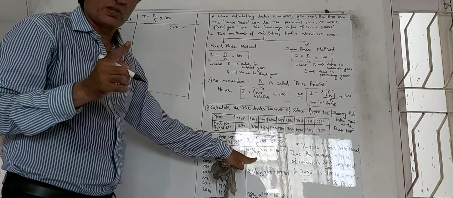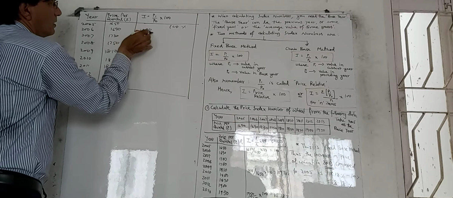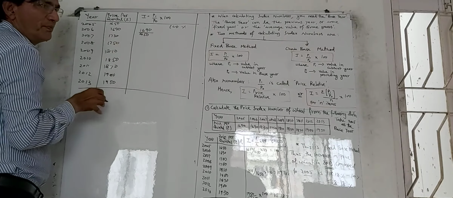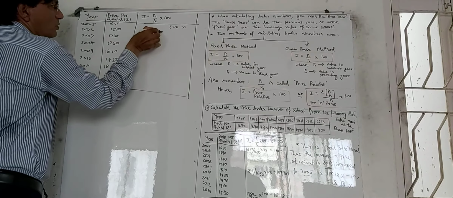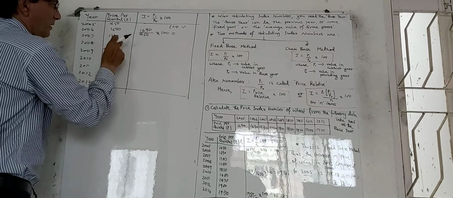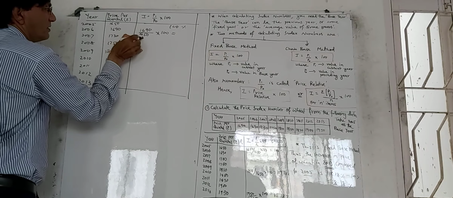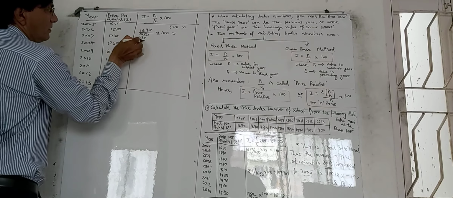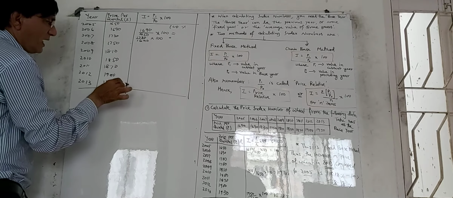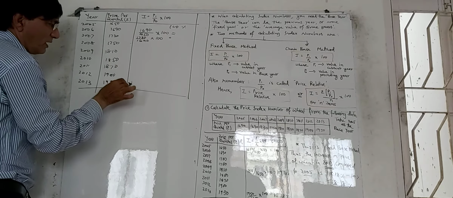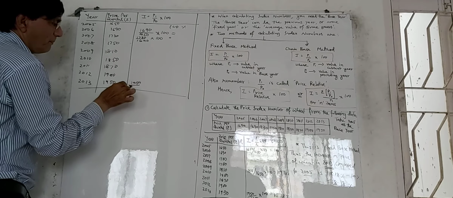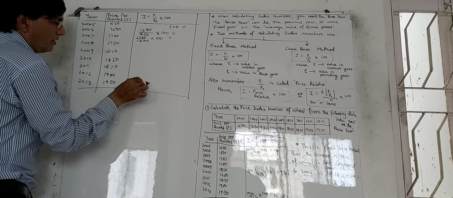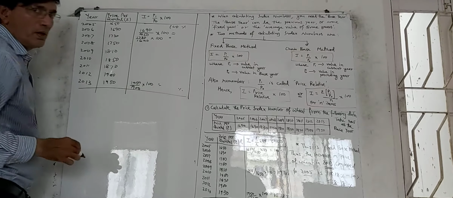Now in this case, P1 is 1690 upon 1650, the previous year, into 100. Similarly here, 1730 is the current year, 1730 upon 1690 into 100, and so on. In this case, for the last year, the value in the current year is 1950 and the value in the previous year is 1900, into 100, and this will give you so much percentage.